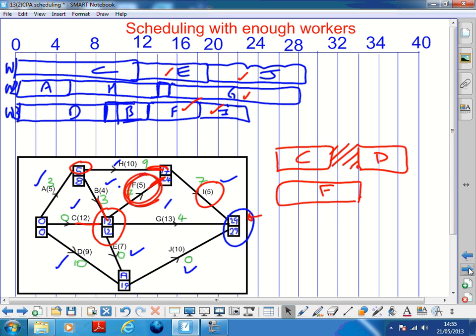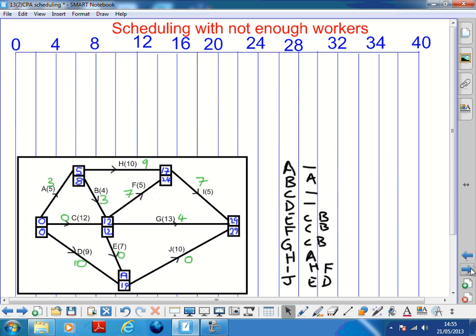So what we were doing here was we were using the floats and the early and late times and all that because we were finishing in 29 days. Now, in order to finish in 29 days, we need 3 workers. If we only have 2 workers, we can't finish in 29 days. So if we only have 2 workers, the whole concept of all of this goes out the window. Because we can't finish in 29 days, it's impossible.